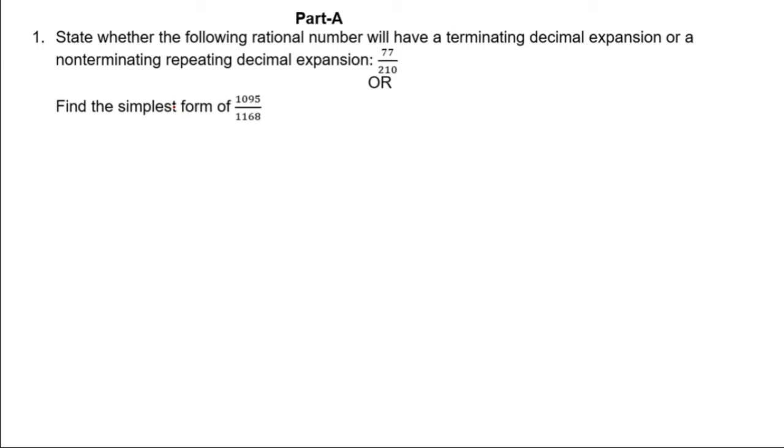I've taken the first question here. State whether the following rational numbers will have a terminating decimal expansion or a non-terminating repeating decimal expansion: 77 upon 210. There is an option for that question: find the simplest form of. So there are 2 questions in the first one. Let me answer the first one. 77 upon 210.